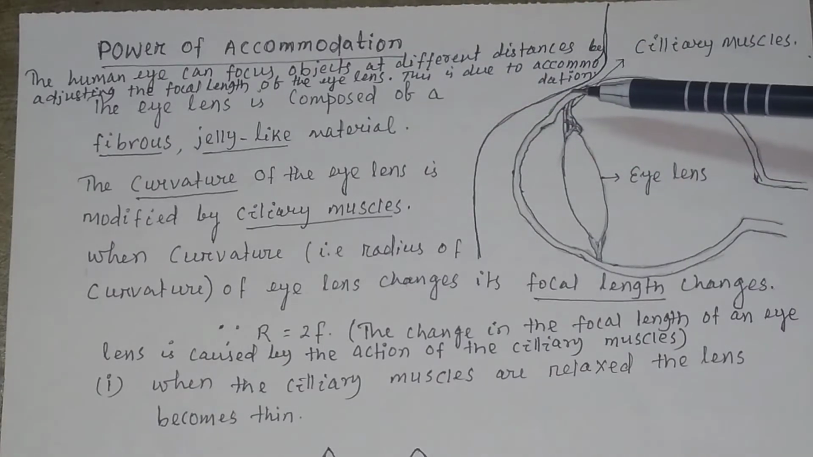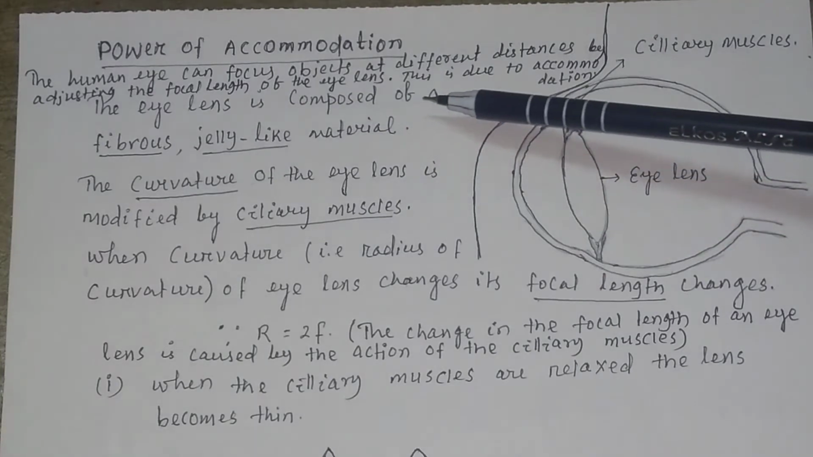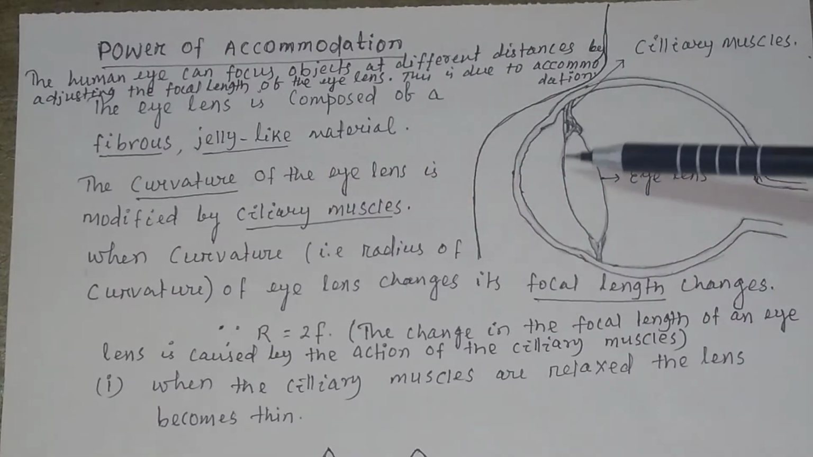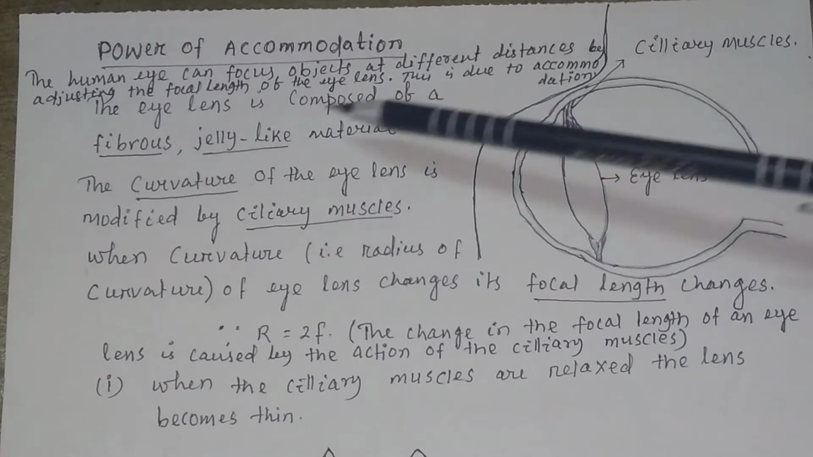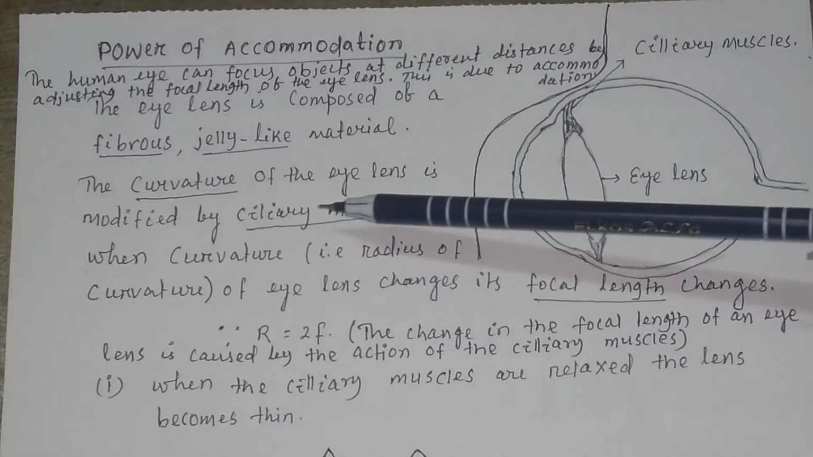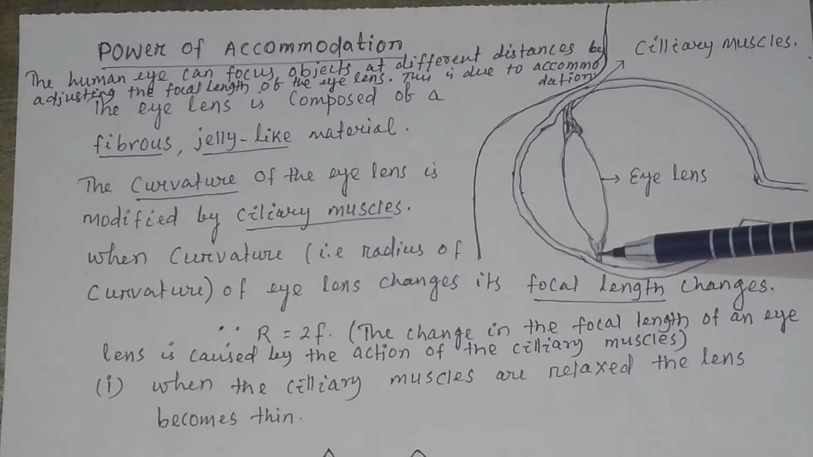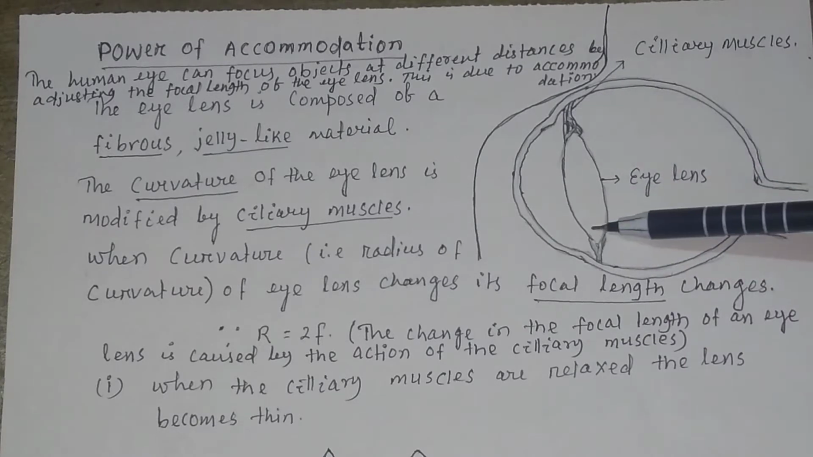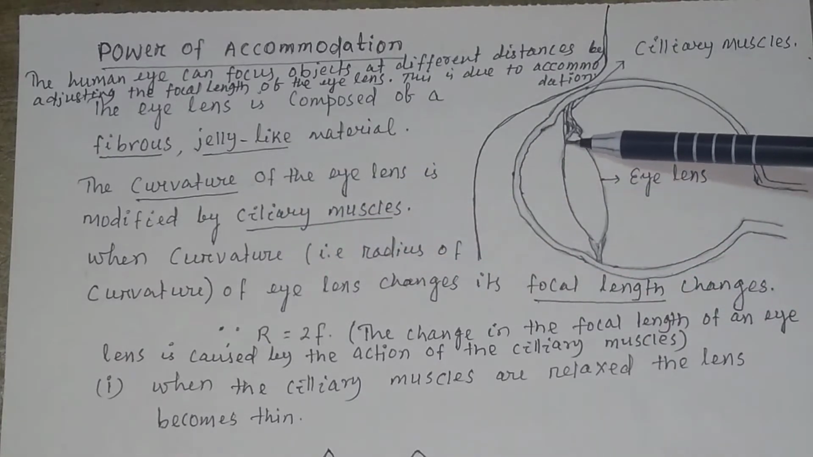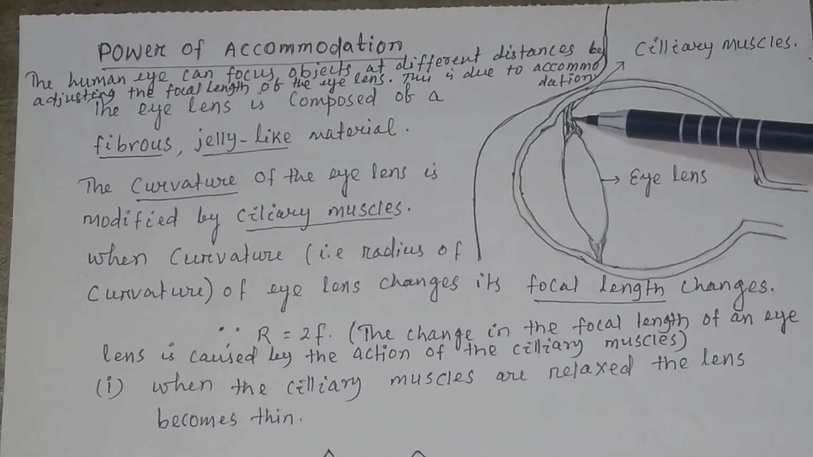So how is accommodation possible? This is your eye lens. The eye lens is composed of fibrous, jelly-like material. The curvature of the eye lens is modified by the ciliary muscles. Here and here you have the ciliary muscles. The ciliary muscles modify the curvature. That means the curvature of this eye lens is modified by the ciliary muscles.